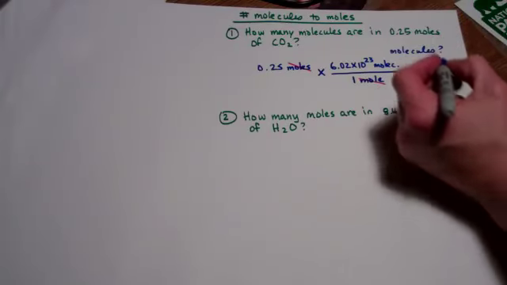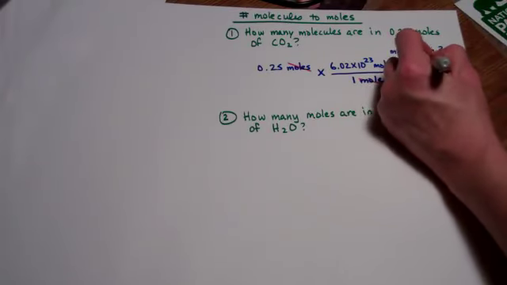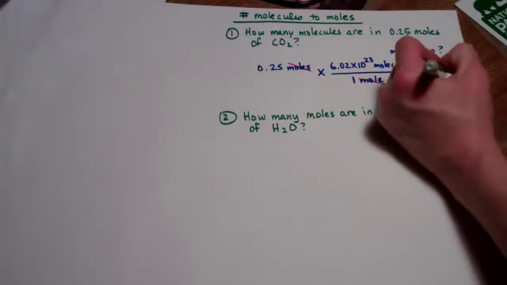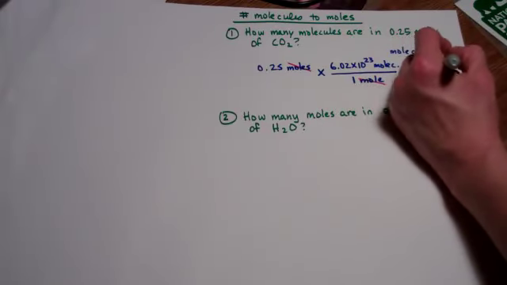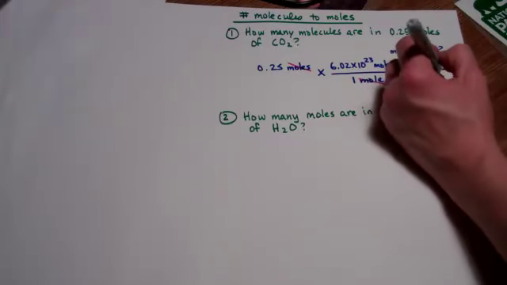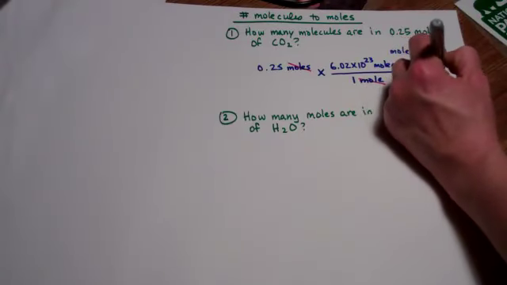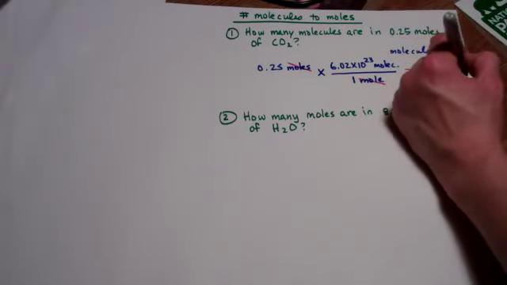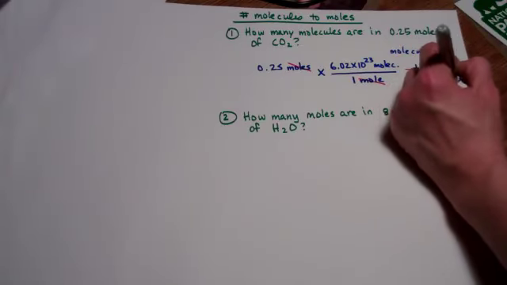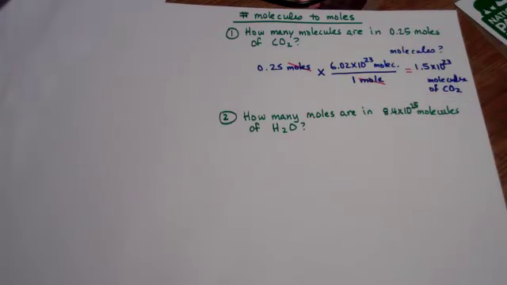And so we end up getting about 1.5 times 10 to the 23rd. And this would be molecules of CO2. In fact, it could be molecules of anything, really, because it's just dealing with Avogadro's number. So 0.25 moles is essentially 1.5 times 10 to the 23rd of anything.